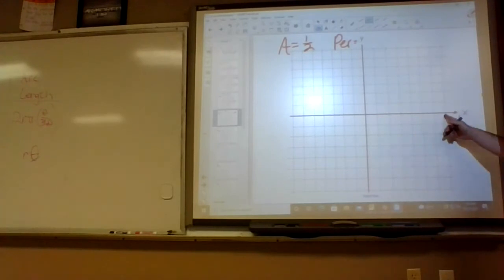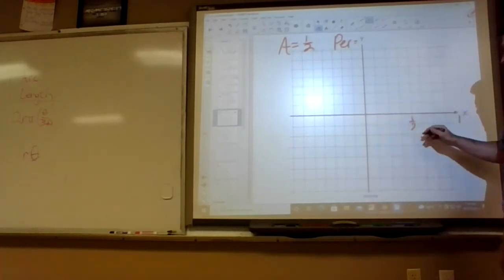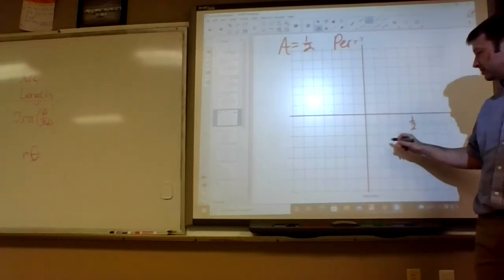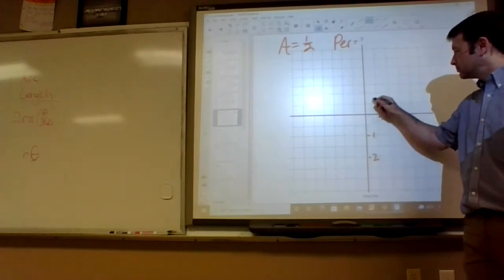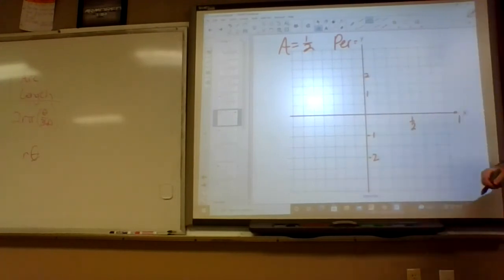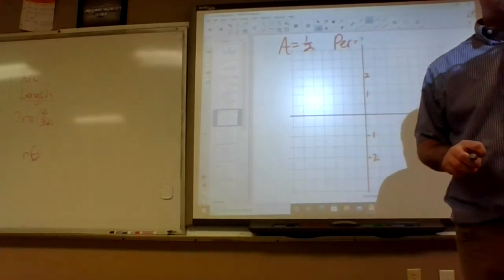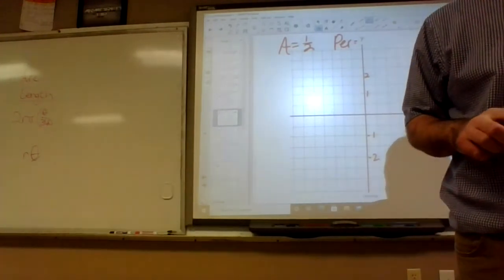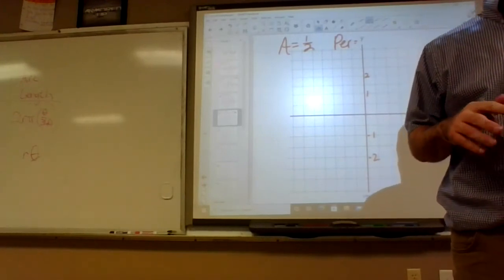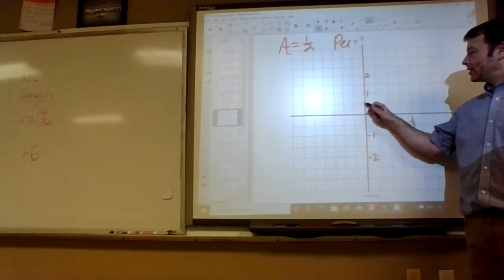So 1, and then a half would be right. Wait, 1, 2, 3, 4. Right. There, that'll be my labeling. Okay, so 1/2, right? Cosine starts where normally? 1. Starts at 1. But if we're multiplying by a half, it's going to start up at a half.